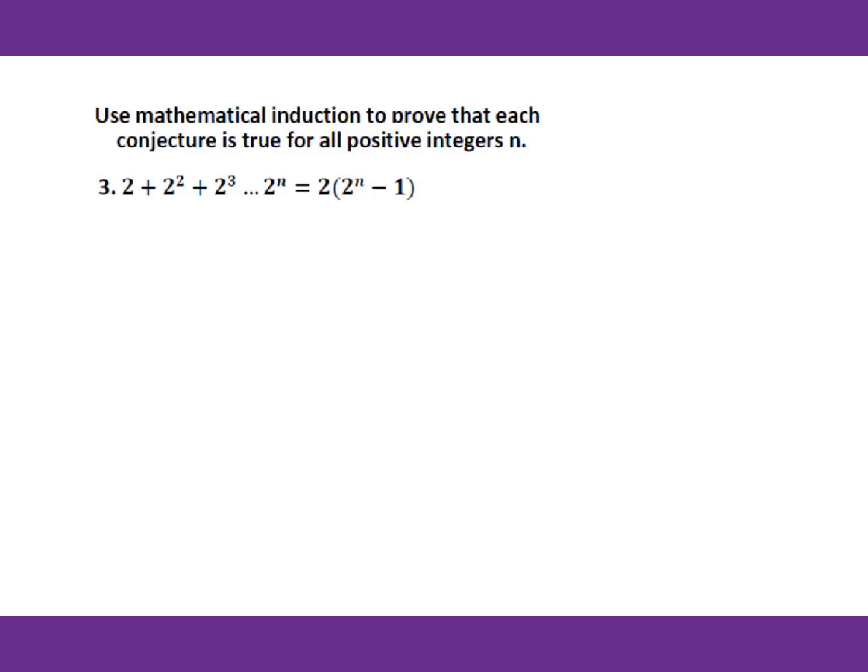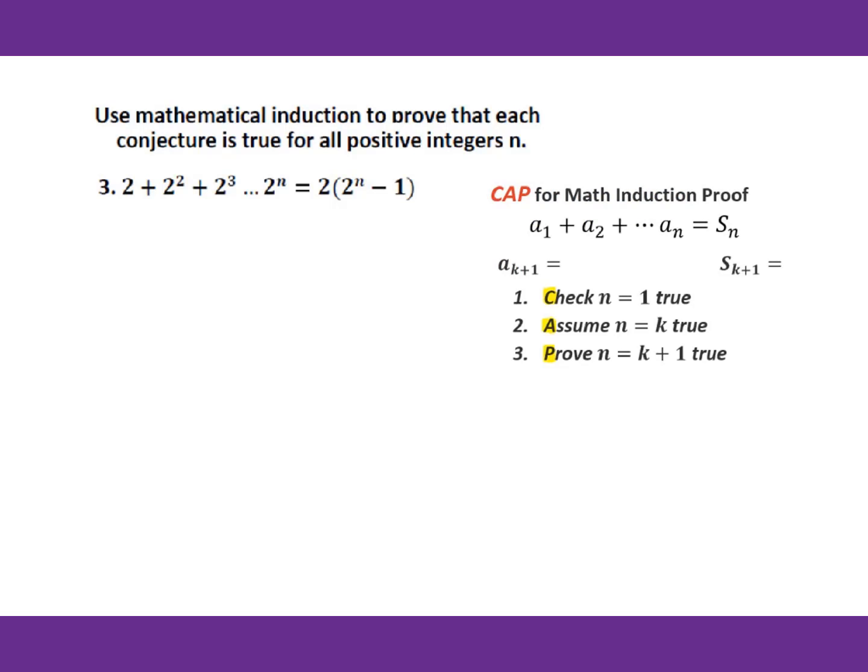For number 3, we could say this is a summation statement. First step, we work out a sub k plus 1. This will be a sub n, and this will be s sub n. Every single n you turn into k plus 1. So we got 2 to the k plus 1's power. For s sub k plus 1, you will get 2 times 2 to the k plus 1 minus 1.